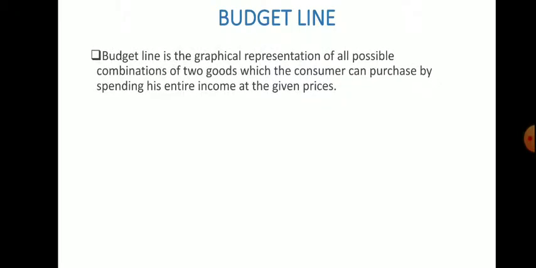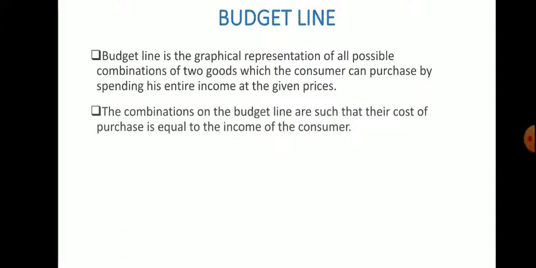Okay, so let's define the budget line. Budget line is simply the graphical representation of all possible combinations of two goods which the consumer can purchase by spending his or her entire income at the given prices. The person can spend less money, but what does the budget line give you? That borderline which you get from all the combinations of two goods which the consumer can purchase by spending the person's full income.